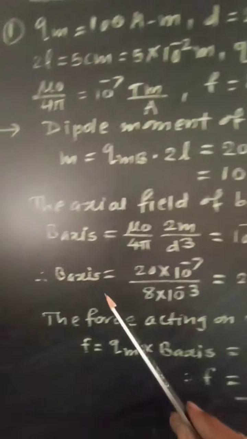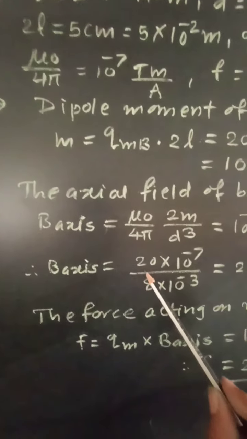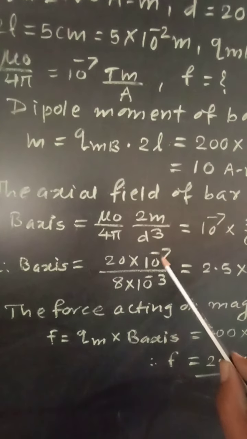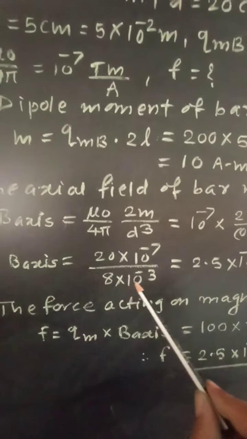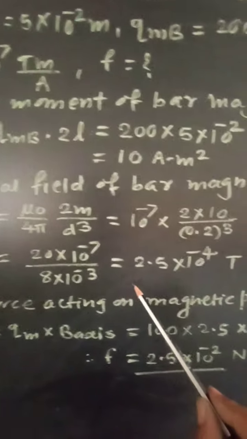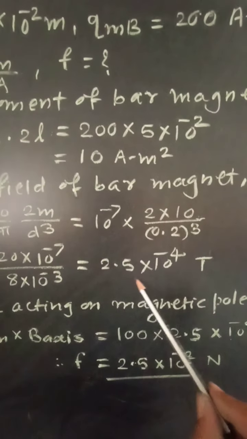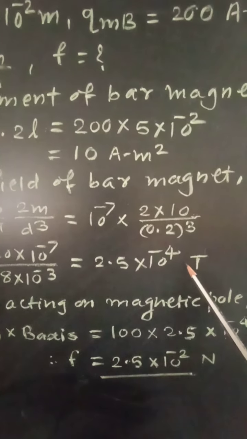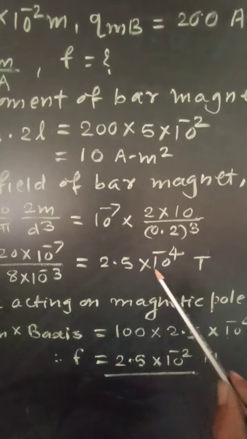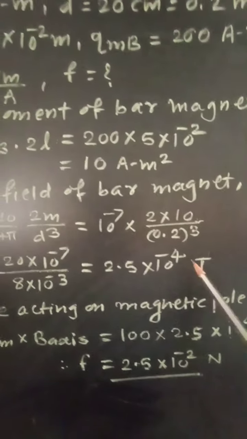So putting the values we will get B axial equal to 20 into 10 raised to minus 7 divided by 8 into 10 raised to minus 3, which comes out to be 2.5 into 10 raised to minus 4 Tesla. So this will be the B axial, 2.5 into 10 raised to minus 4 Tesla.